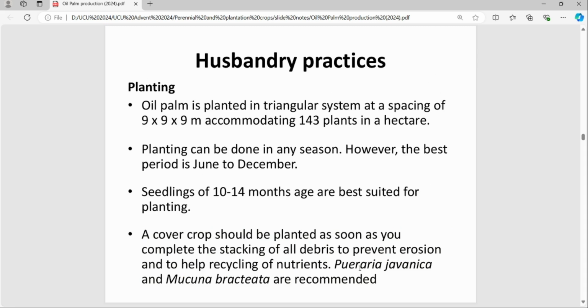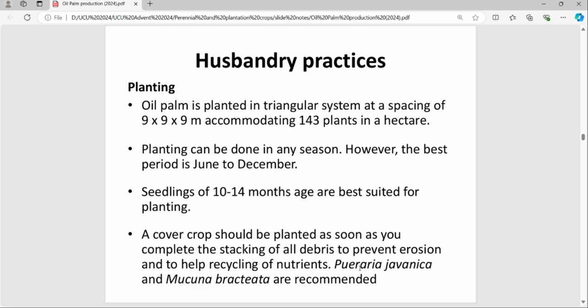Then after 11 months, ensure that you transplant the seedlings because they will be ready. But also ensure that before this time, you gradually harden off the seedlings so that by the time you take them to the field, they are more used to the field environment so that they are not much affected.